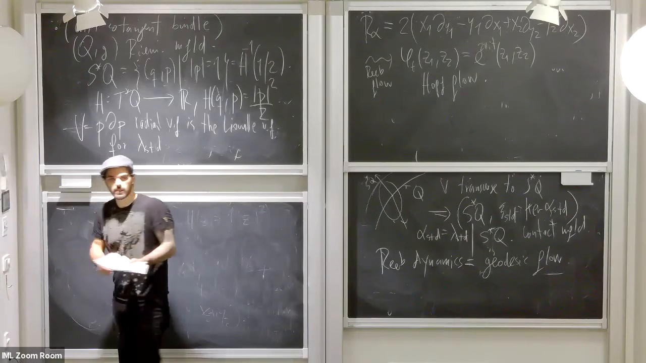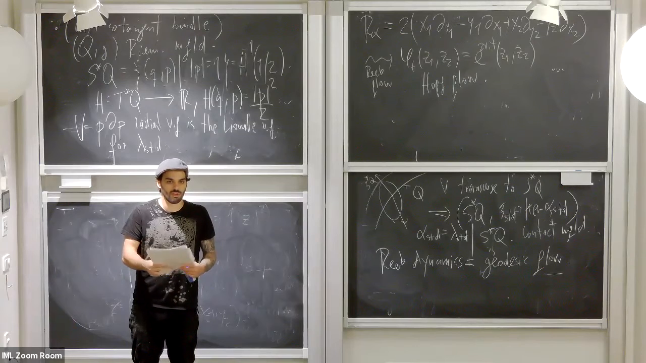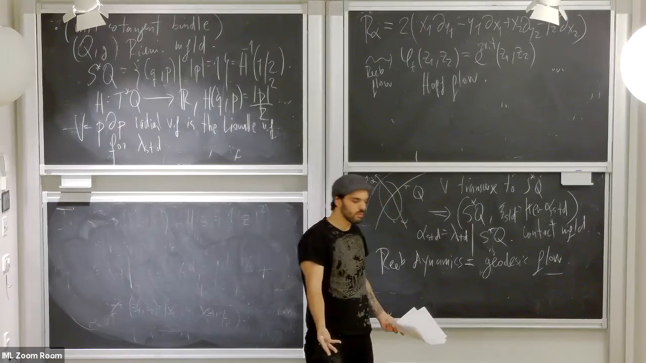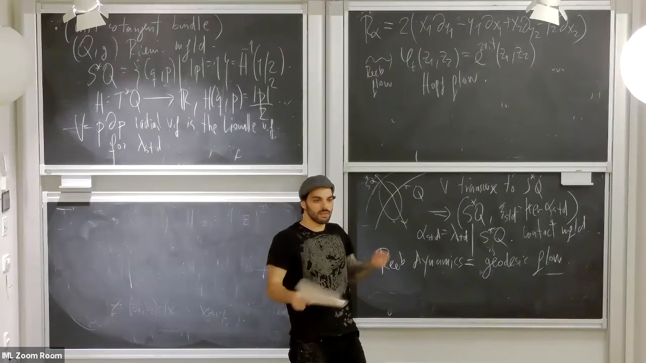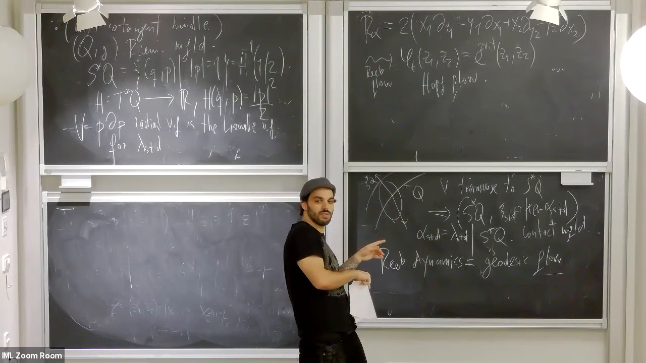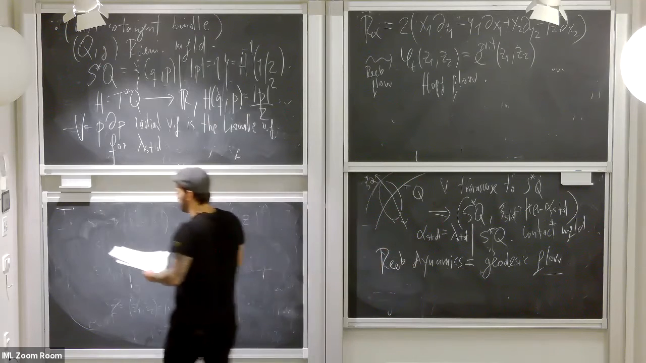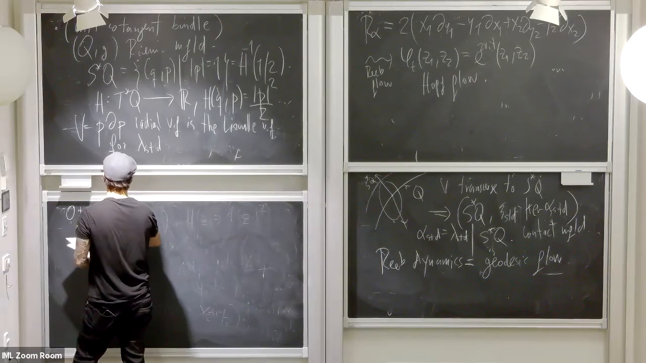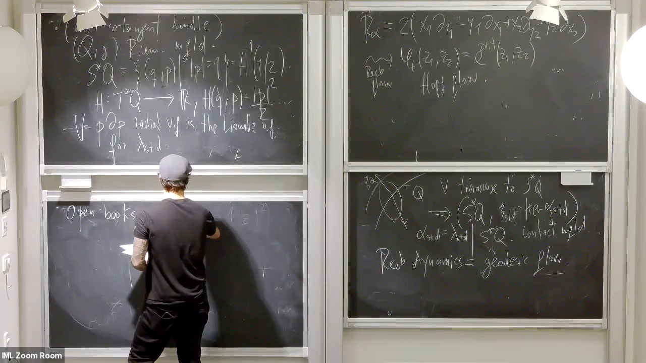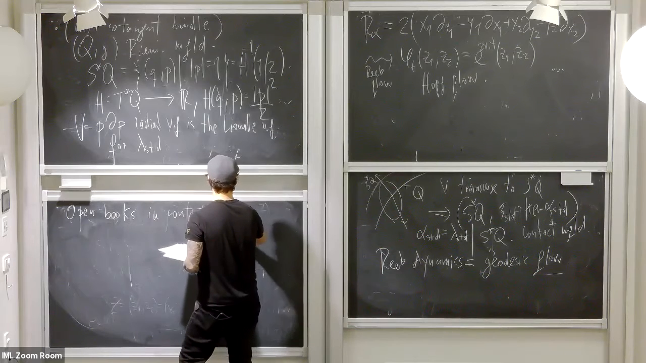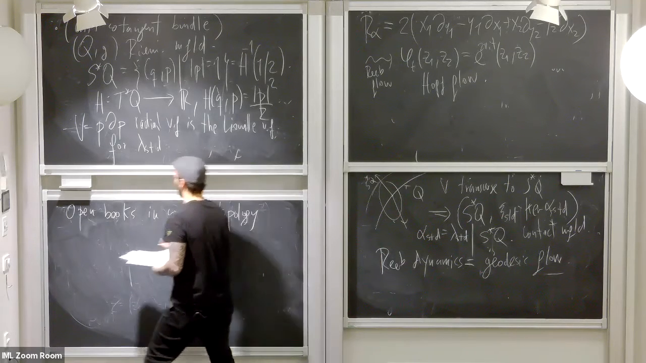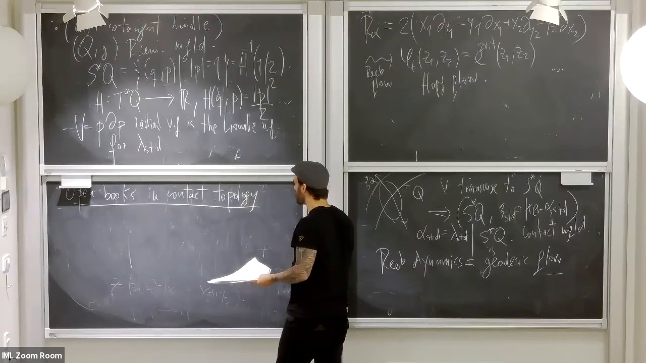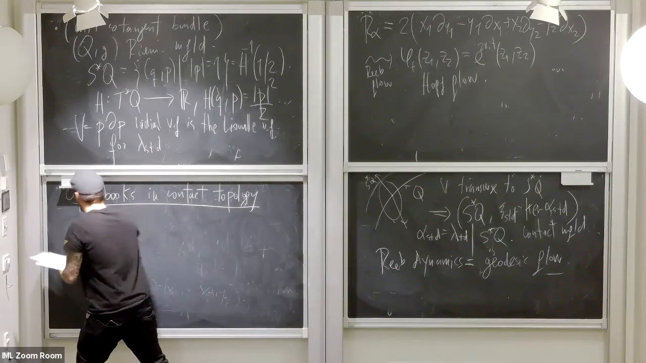Okay, so this was the crash course in contact and symplectic geometry. Now I want to move on from the geometry and do some topology, and tie up the discussion on geometry with the previous discussion on topology of open books. This is open books in contact topology. And the key definition in this whole story is due to Emmanuel Giroux.